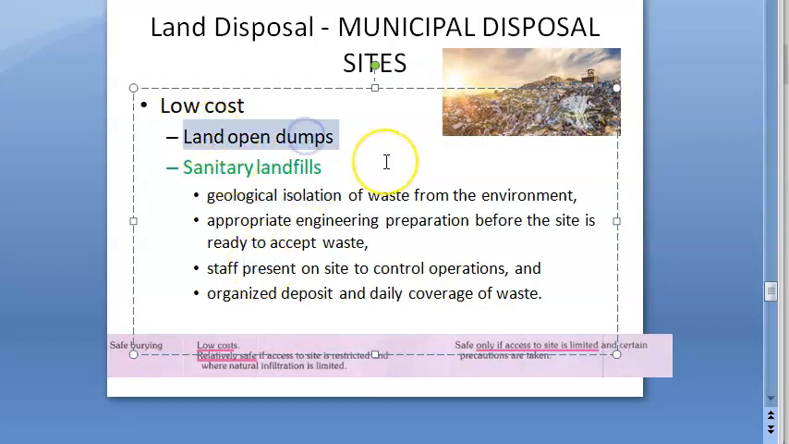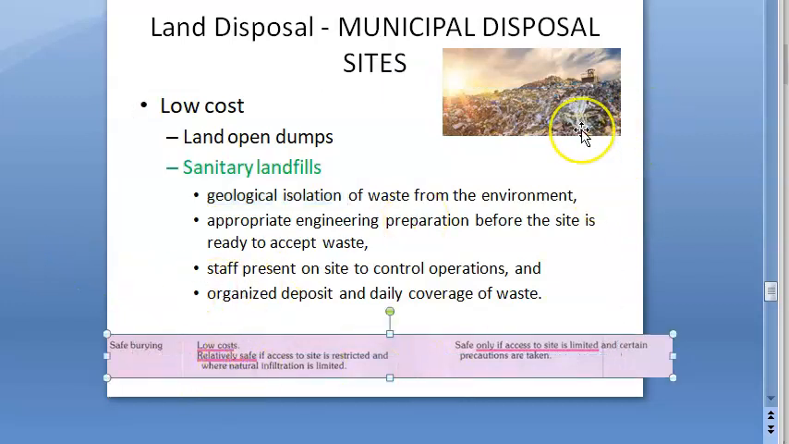Open dumps means it is just open. People, animals, everything can come in contact with this waste, and it can contaminate the entire world. Then you have sanitary landfills. Sanitary landfills have geological isolation. Then they will handle it properly. They will engineer how to accept the waste and how to control the operation of the site, organize, etc.